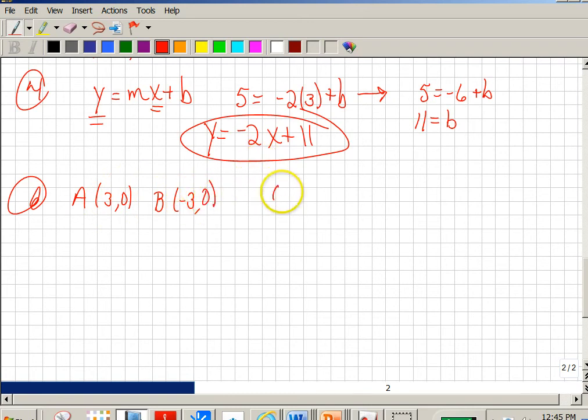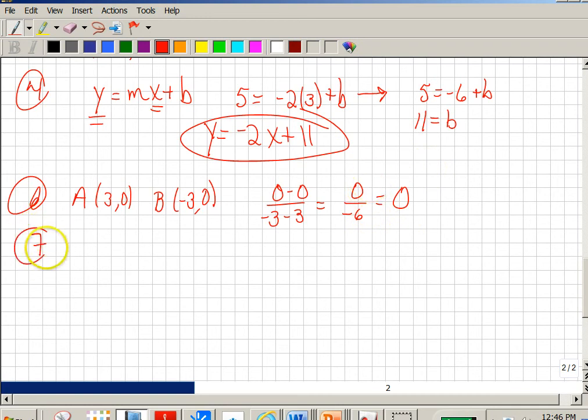Again, y2, 0, minus y1, 0, over x2, negative 3, minus x1, 3. So we get 0 over negative 6. Now, always remember this, that 0 on the top equals 0. 0 on the bottom is no slope or undefined. So don't say no slope when you get a 0 on top, just say 0.